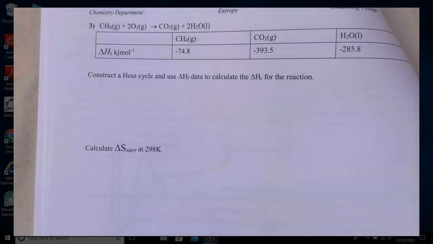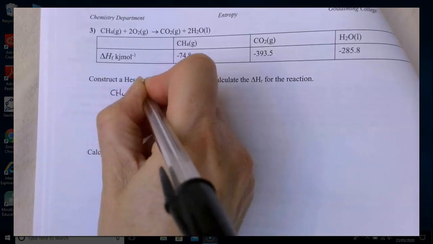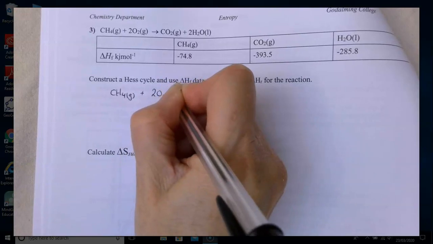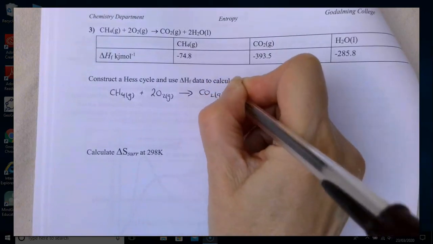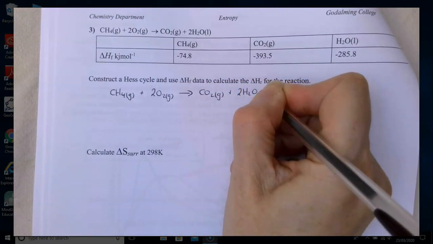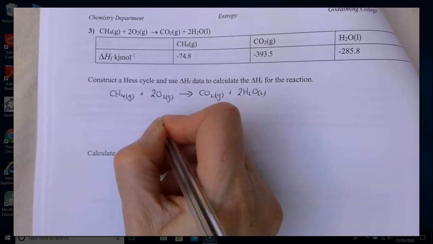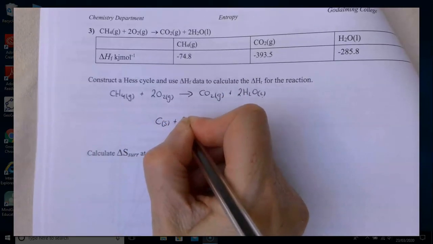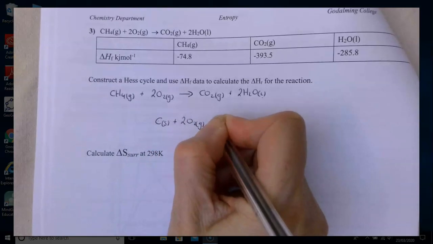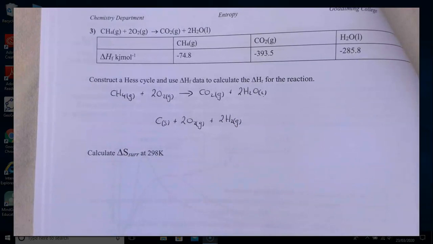So the first thing I need to do is my little Hess cycle. So I've got methane, CH4 gas, being burnt in oxygen to make carbon dioxide and water. Okay, and that's my enthalpy of combustion reaction. I've been given enthalpy of formation to work this out, so I'm just going to start at the bottom here with my elements. I've got carbon, and I've got oxygen, and I've got hydrogen.